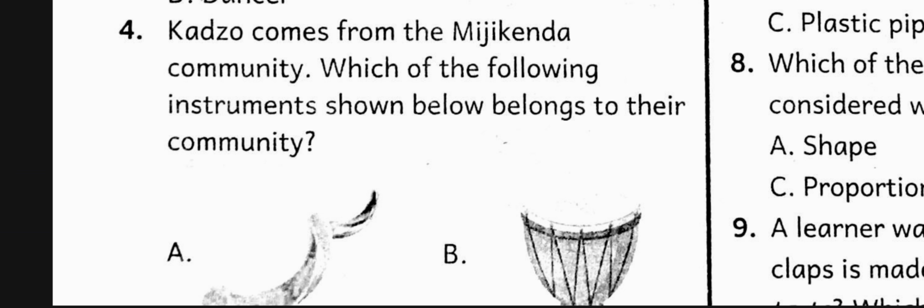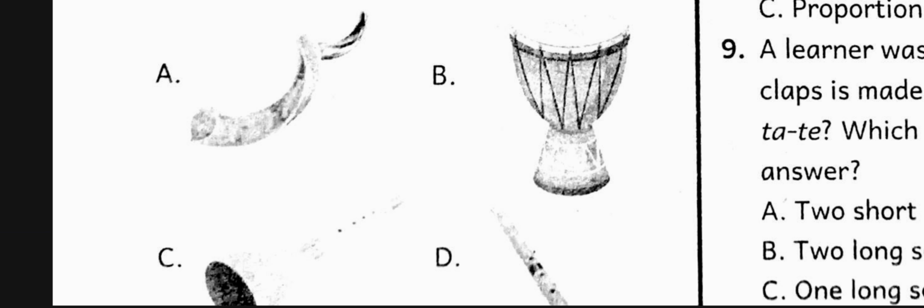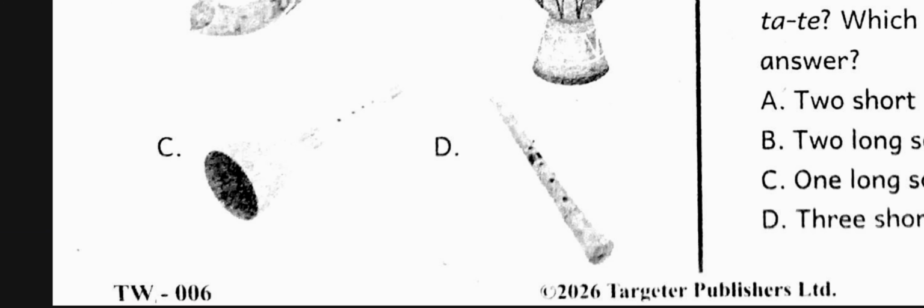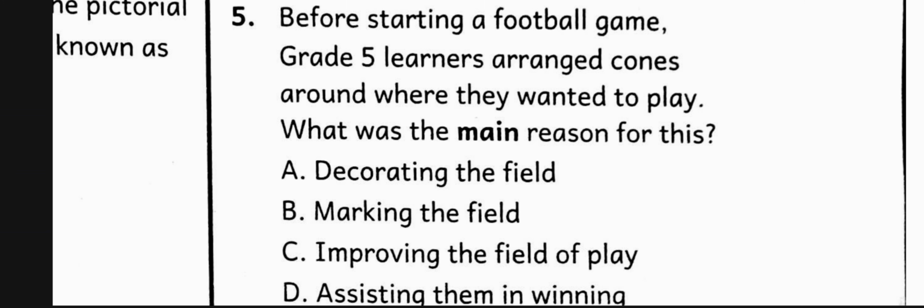Number four says Kazo comes from the Mijikenda community. Which of the following instruments shown below belongs to their community? We have horns, olwika, scooty drums, mbebe, the other one is not clear, but definitely the Mijikenda community is D. The instrument D belongs to Mijikenda community. Let's go back to number 5 and see what it says. It says, before starting a football game, grade 5 learners arranged cones around where they wanted to play. What was the main reason for this? When you arrange the cones, this one is just for marking the field. So the correct answer is B.